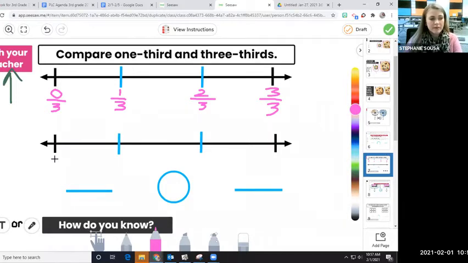I'm going to do the same thing for my bottom number line because both of my number lines are dealing with thirds, okay? So I have, again, 0 thirds, 1 third, 2 thirds, and 3 thirds, which we know is the same as 1 whole, okay?